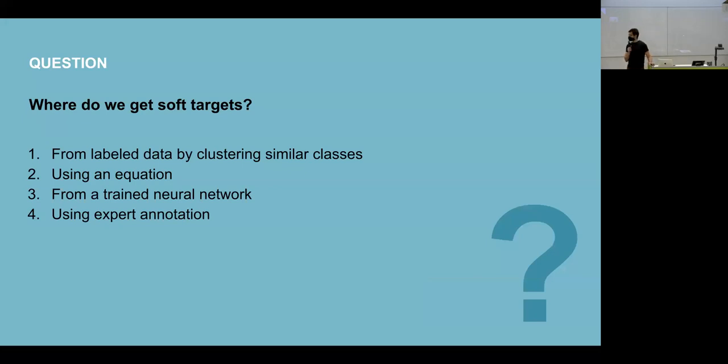So what do people think? Who thinks it's number 1, from labeling some data and trying to cluster similar classes together and using the distance between those clusters or something like that? Who thinks it's number 1? Could be, okay. How about 2, using an equation? A very interesting, what's the equation? That's also my question. Oh yeah, maybe no one will choose number 2.